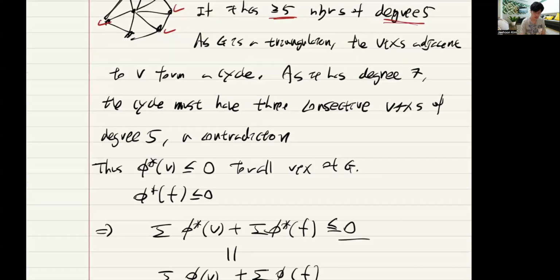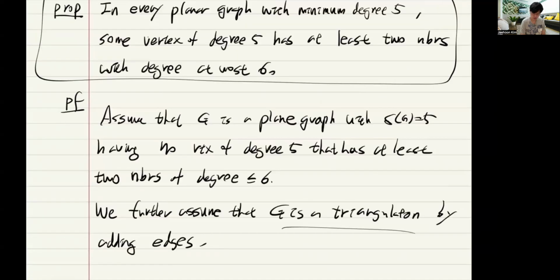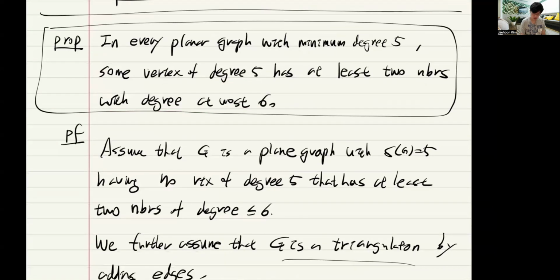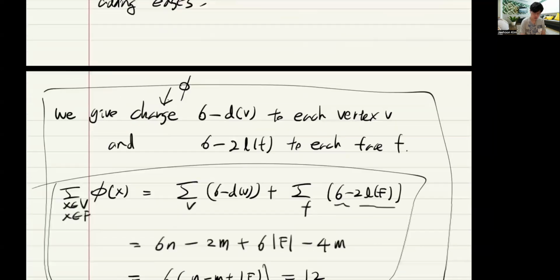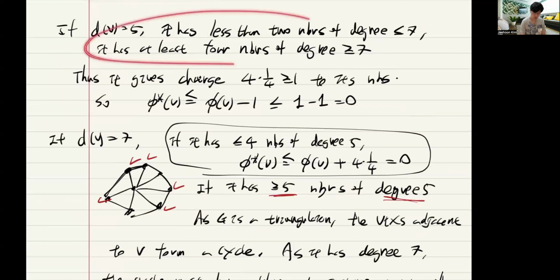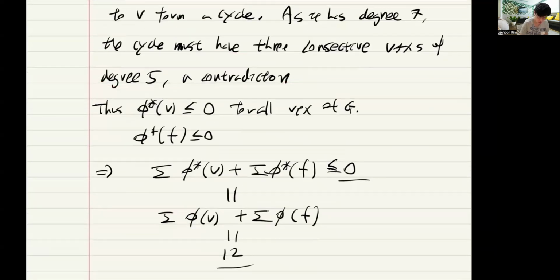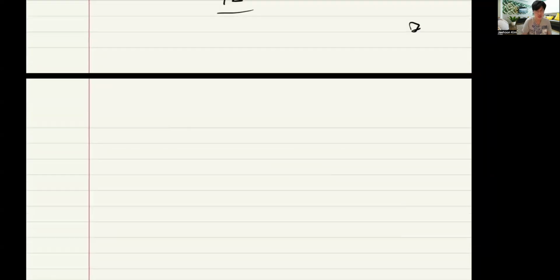That means the contradiction is coming from the assumption here that there is no vertex of degree 5 that has at least 2 neighbors of degree 6. So that's used twice here and here. So this shows that such a configuration must appear in your planar graph G.